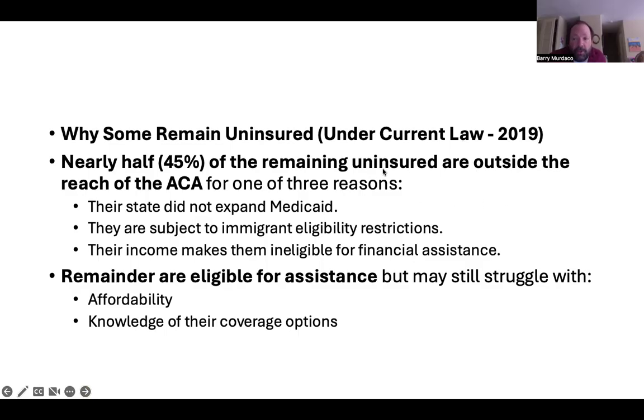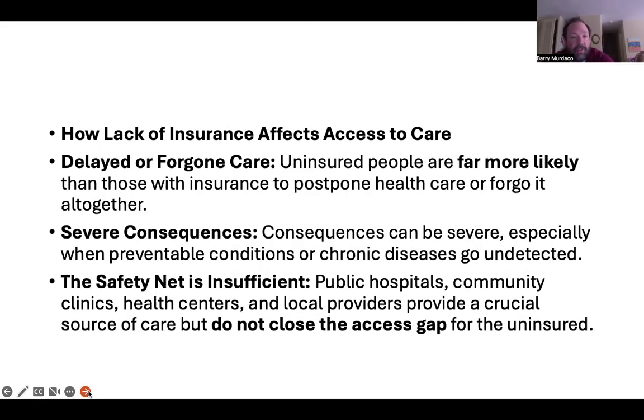So, in other words, of the almost 30 million people that are uninsured, it's because they don't qualify based on the very low thresholds that the ACA makes for who can qualify under Medicaid or who can even qualify for a credit. Their state did not expand Medicaid. They are subject to immigrant eligibility restrictions. Their income makes them ineligible for financial assistance. Remainder are eligible for assistance but may still struggle with affordability, knowledge of their coverage options.